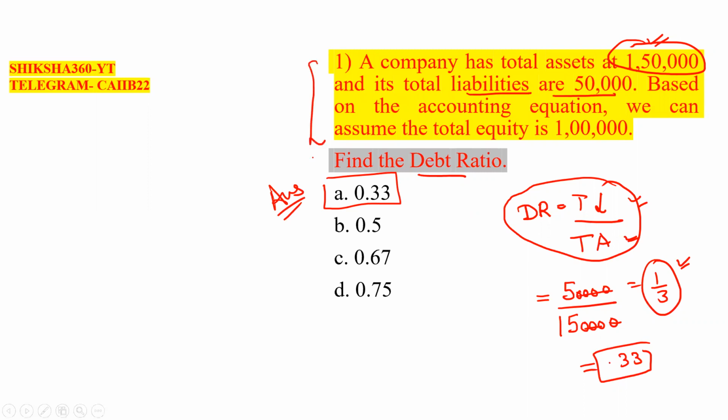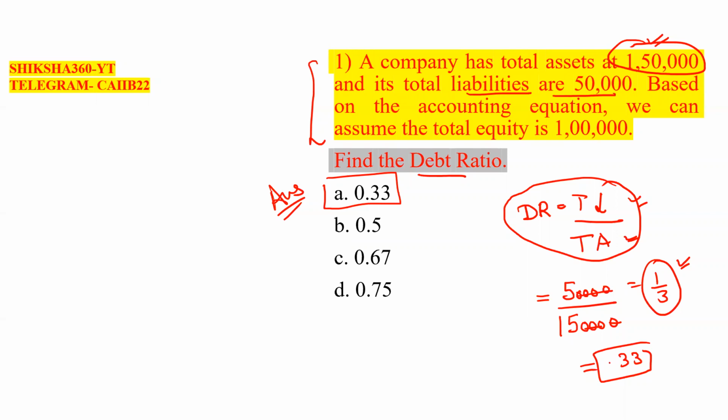As we know, the formula of the debt ratio is total liabilities upon total assets. Simply total liabilities upon total assets, 50,000 upon 1,50,000, which is 1 by 3, so we get debt ratio equal to 0.33. So I hope this question is clear to all of you. Now let's move towards the next question.